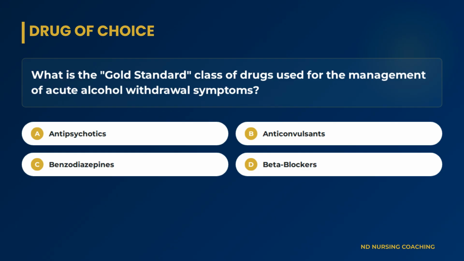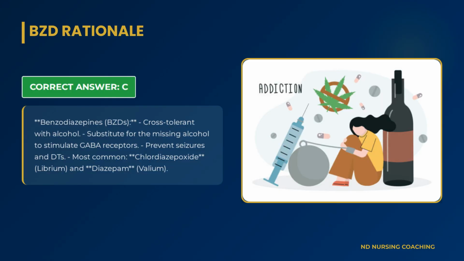Regarding the drug of choice, what is the, quote, standard class of drugs used for the management of acute alcohol withdrawal symptoms? The correct answer is C, benzodiazepines or BZDs. These are cross-tolerant with alcohol and stimulate GABA receptors, substituting for the missing alcohol. They prevent seizures in DTs, with chlordiazepoxide and diazepam being common.